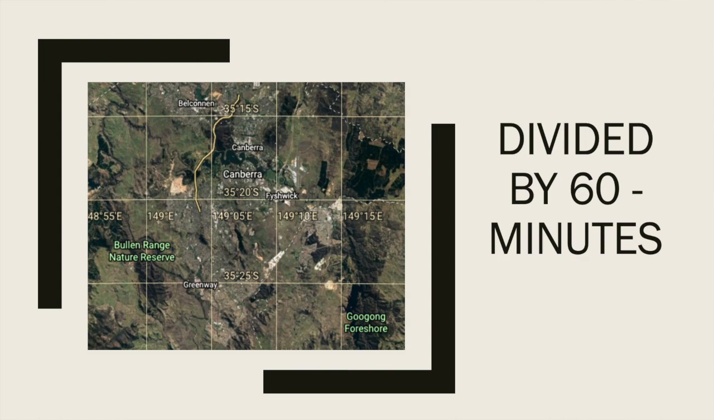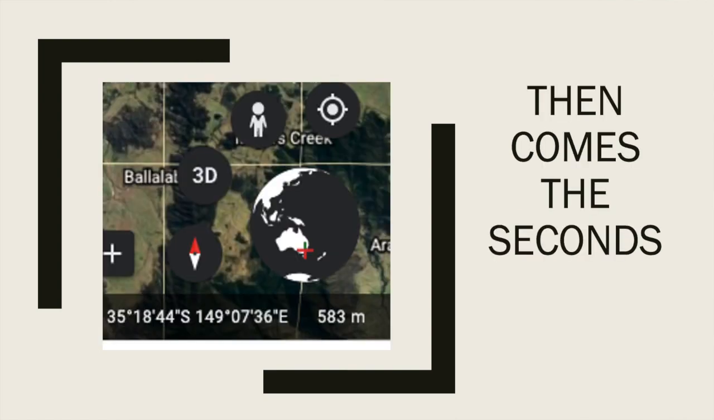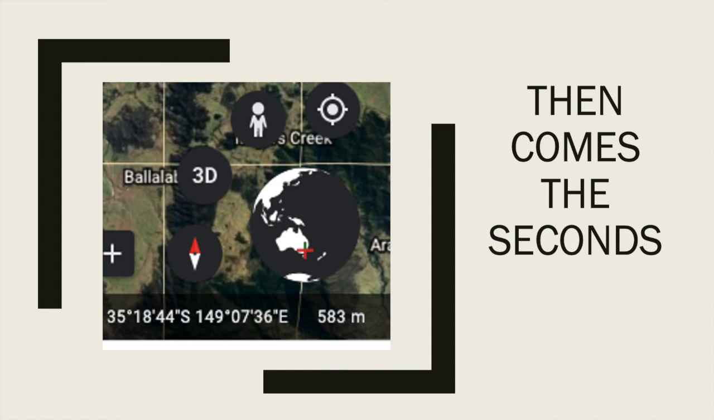Then we divide it into seconds. So you can see here across the bottom, I've got 35 degrees, 18 minutes, 44 seconds south, 140 degrees, 7 minutes, 36 seconds east. And that is a GPS location. So that's actually telling us quite detailed where something is, because we've gone down into those very, very tiny sort of grid lines, if you like. You can see here that it's degrees, minutes and seconds, and that's why this is called the DMS representation of coordinates.